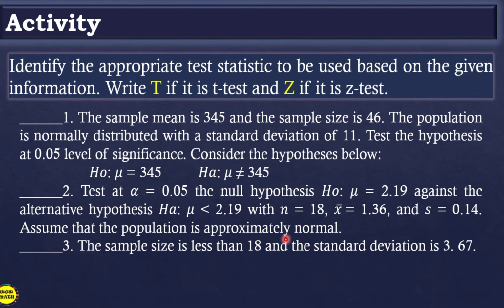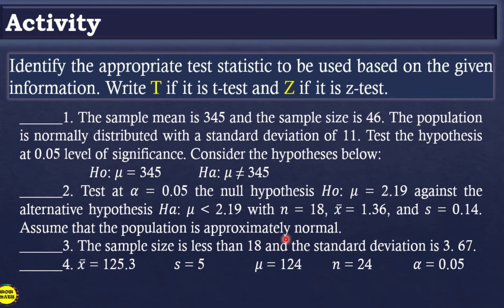Number 3, the sample size is less than 18 and the standard deviation is 3.67. Number 4, the sample mean is 125.3. The sample standard deviation is 5. The population mean is 124 and the sample size is 24. The level of significance is 0.05.